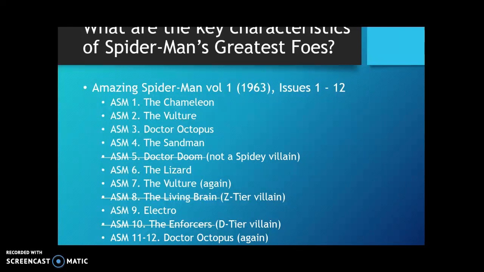And then you can see I eliminated some that either are not necessarily Spider-Man's greatest villains or that I felt were not necessarily his really iconic villains. Although I like the Enforcers. I could talk to you about Fancy Dan plenty, but I digress.